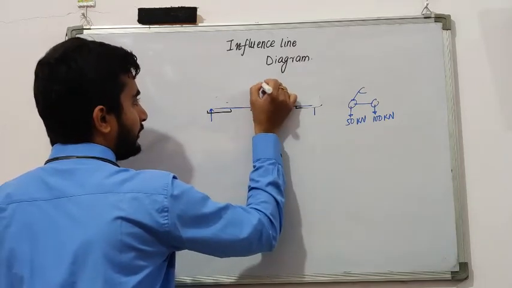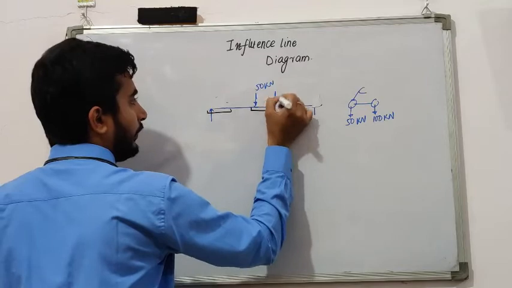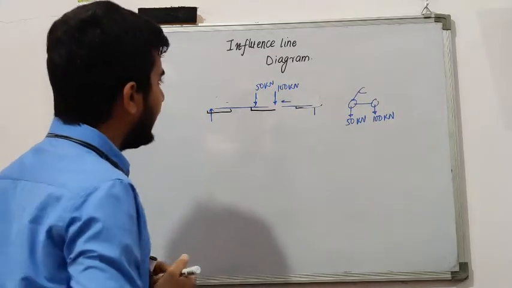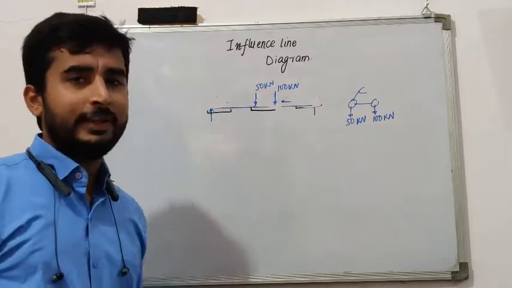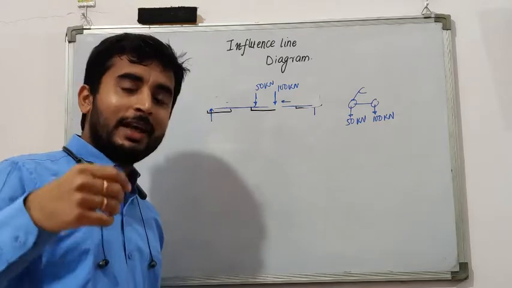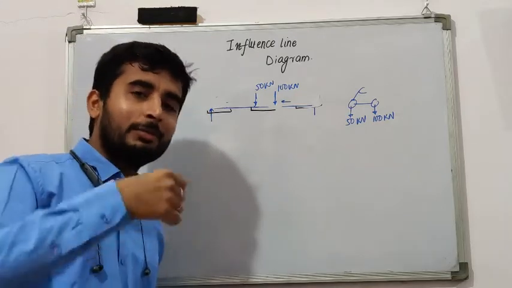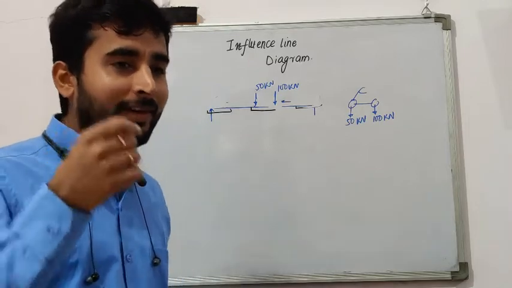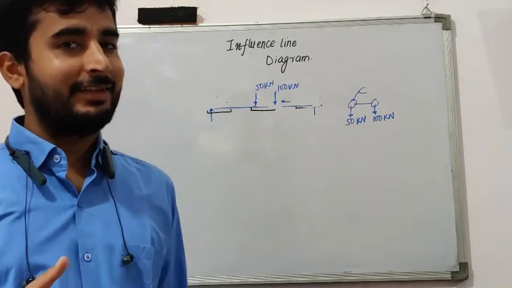50 kilonewton here and 100 kilonewton here at some specific distance, obviously, and you will say that I can find the bending moment very easily. Yes, it's very easy, because you have been through a number of problems and solutions where you know that the maximum bending moment in a simply supported beam occurs at the center.